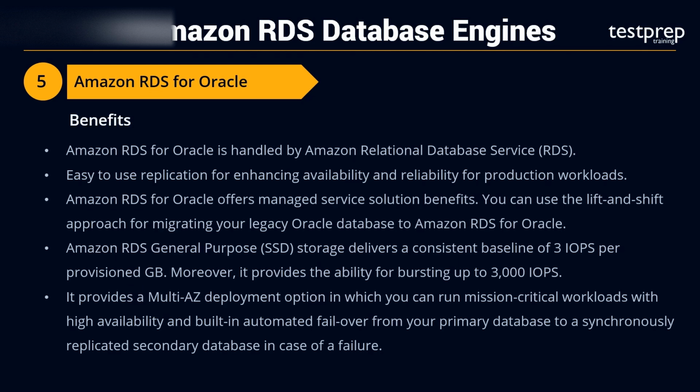Amazon RDS for Oracle provides the following benefits. 1. Amazon RDS for Oracle is handled by Amazon Relational Database Service, RDS. 2. Easy-to-use replication for enhancing availability and reliability for production workloads. 3. Amazon RDS for Oracle offers managed service solution benefits. You can use the lift and shift approach for migrating your legacy Oracle database to Amazon RDS for Oracle. It provides a multi-AZ deployment option, in which you can run mission-critical workloads with high availability and built-in automated failover from your primary database to a synchronously replicated secondary database in case of a failure.